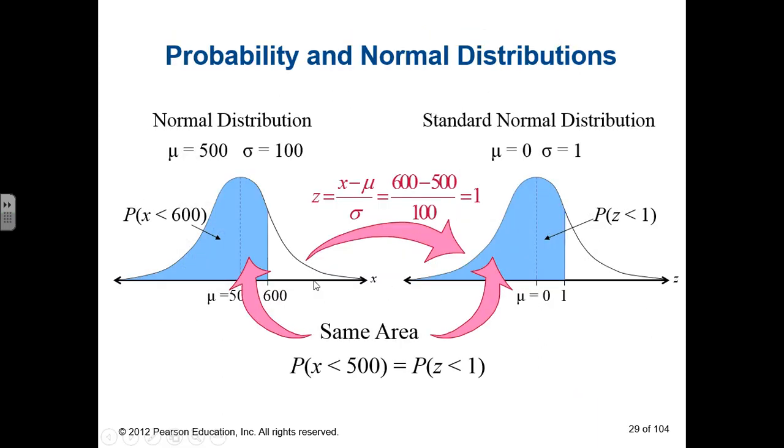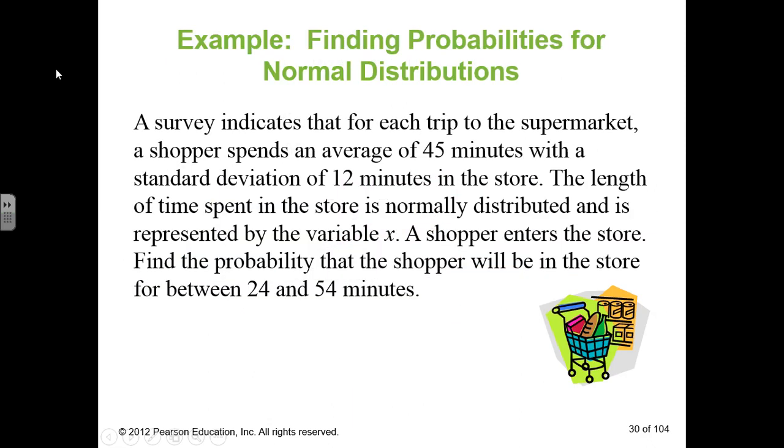And so these two areas would be equivalent to each other. Now let's look at another example. Here we have a survey that says that a shopper spends an average of 45 minutes in the supermarket with a standard deviation of 12. We want to find the probability that a shopper will be in the store between 24 and 54 minutes.